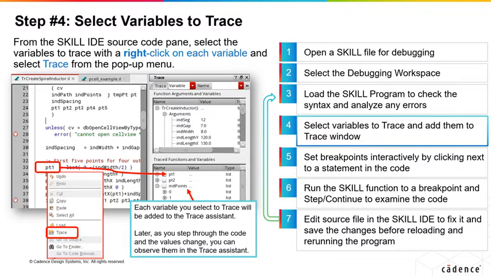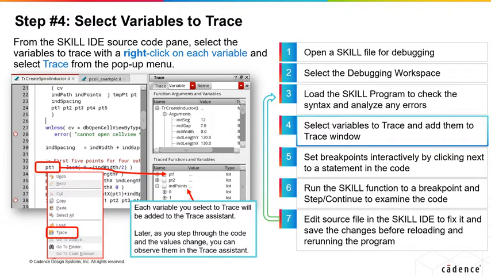So in step number 4, you'll select variables to trace. For variables that you're interested in seeing the values for in the program, you'll go to them in the source code pane, right-click on them, and a pop-up menu will appear. From that pop-up menu, you will select Trace. This will place them in the Trace Functions and Variables section of the Trace Assistant, shown here on the right. Then as the program executes, as you're stepping through it when you run it, at any point in the program, you can observe the value of that particular variable.